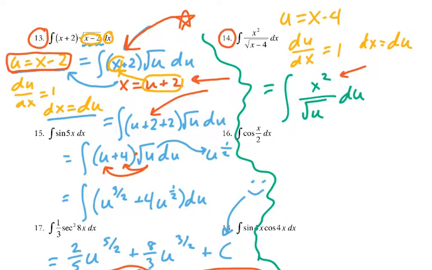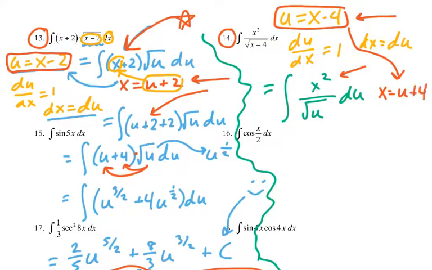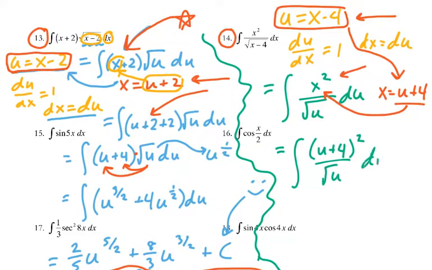So like we did before, let's go back up to the top. Let's take our u substitution and solve for x. If u equals x minus 4, x equals u plus 4. And we'll take that, which is equal to x, and plug it in here. Ready? Here we go. This becomes the integral of not x squared, but u plus 4 squared over the square root of u.